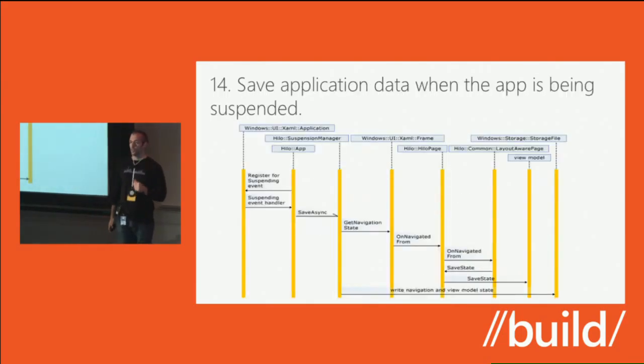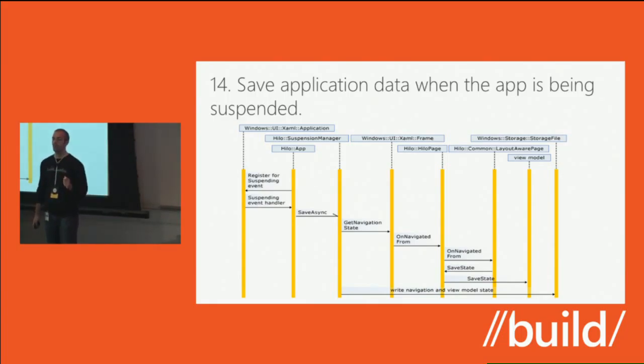So I'm not going to go through this whole thing. But this is the model that we drew on the board as well to say how we were going to do suspend and resume in our app. Because you have this global suspend and resume: I got notified that I'm suspending, and it's asynchronous, so I need to go through all the things. A lot of the stuff that we built in that Hilo page and the layout aware page does some work for you, and it has some suspension manager.